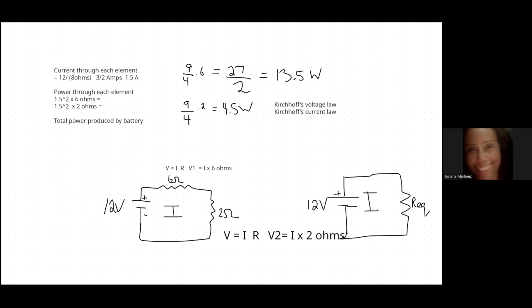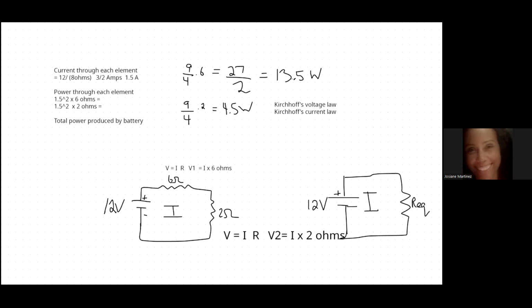Okay, so if you're not seeing conservation of energy, then we have an error somewhere in our calculations. So let's make sure we got that right. So the total current we calculated to be 1.5 amps. So that's 1.5 times 12. Do you get 18 watts? That's 18 watts. And all we had to do is add the total power coming through the elements. The 2 halves make 1, and you got 17.